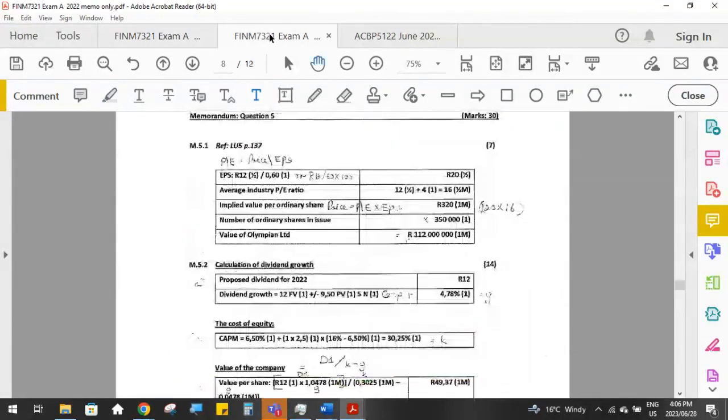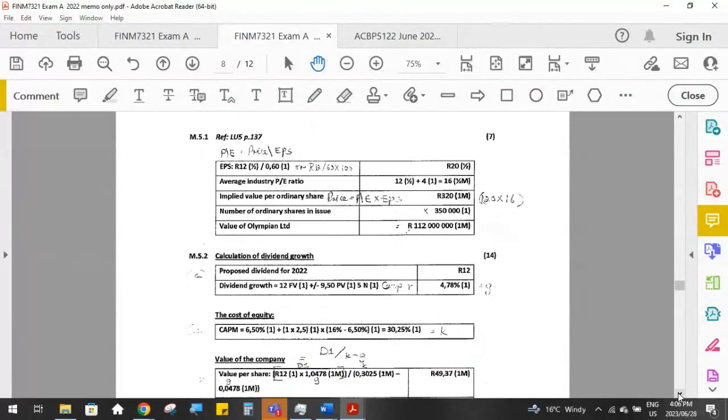Okay, so let's go. Those are your workings and the things that we're going to be working with. So let's have a look at how this was laid out in the memo. Here at the top, we first worked out the EPS: 12 Rand dividend divided by 0.6, or multiplied by 100 over 60, gives me my 20 Rand EPS.